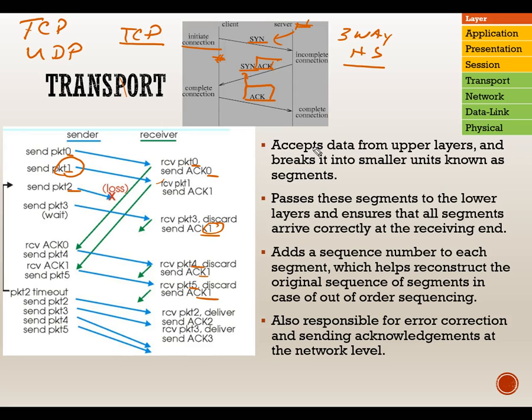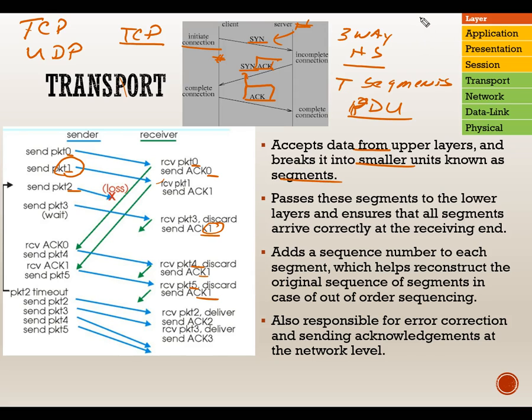So the transport layer accepts data from the upper layers and breaks it into smaller units known as segments, transport segments. And this is called a PDU, protocol data unit. A BPDU is a bridge protocol data unit. We'll do those later, but PDU, protocol data unit.